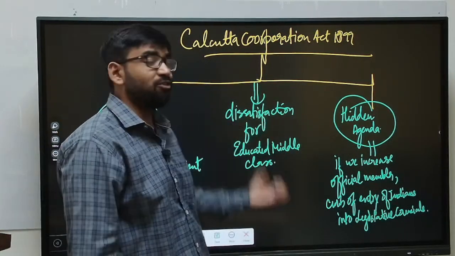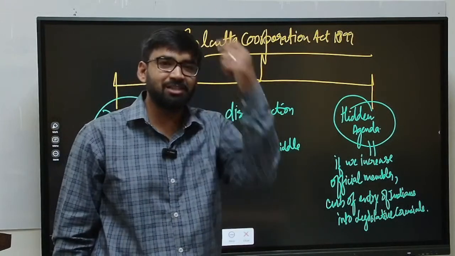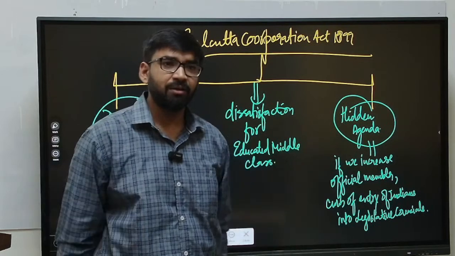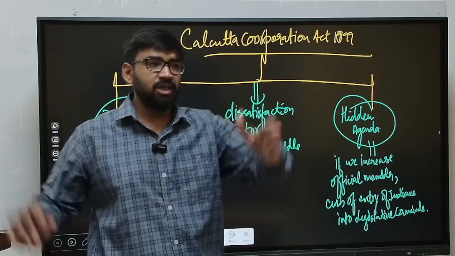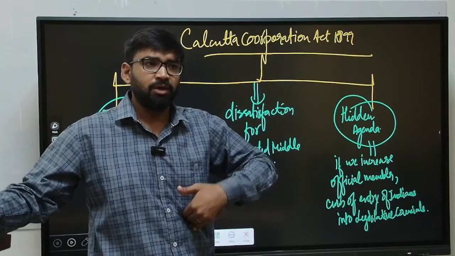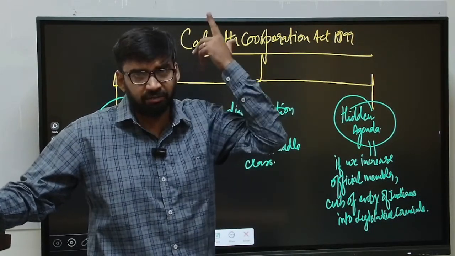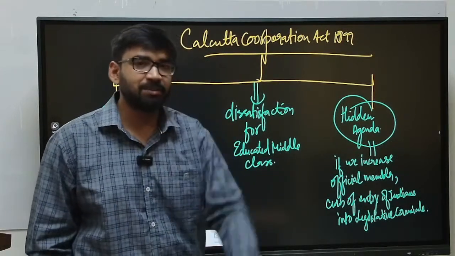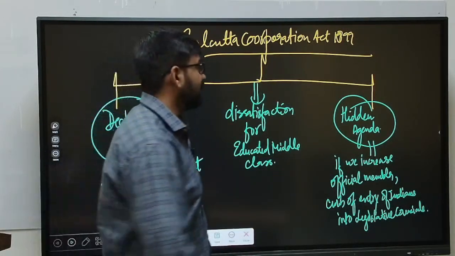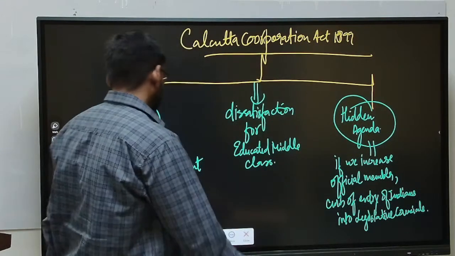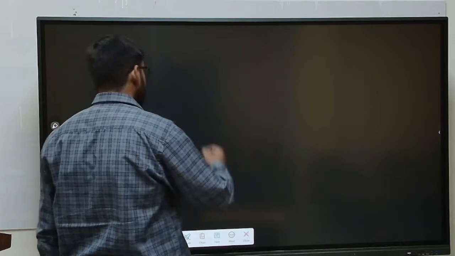So this gave a feeling of nationalism, that this is our country and these foreigners are denying us entry into our legislative councils. So this will give a feeling of nationalism. Clear? Calcutta Corporation Act comes under administrative reforms. Second, police reforms.